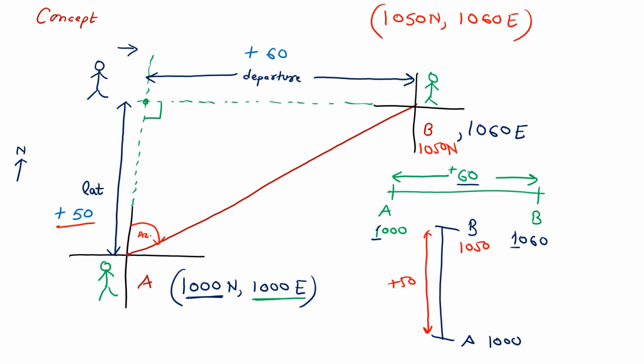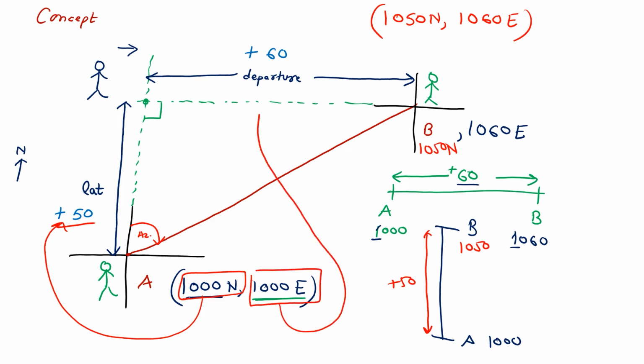and 1060 east. So how do we find the coordinates? We take the northern value and we add the latitude of this line to get the northern coordinate, and to get the easting we take the easting coordinate and we add the departure, right? This is how we can compute the coordinates of the next point if the coordinate of the starting point is given to you. So this is the concept of the coordinates.